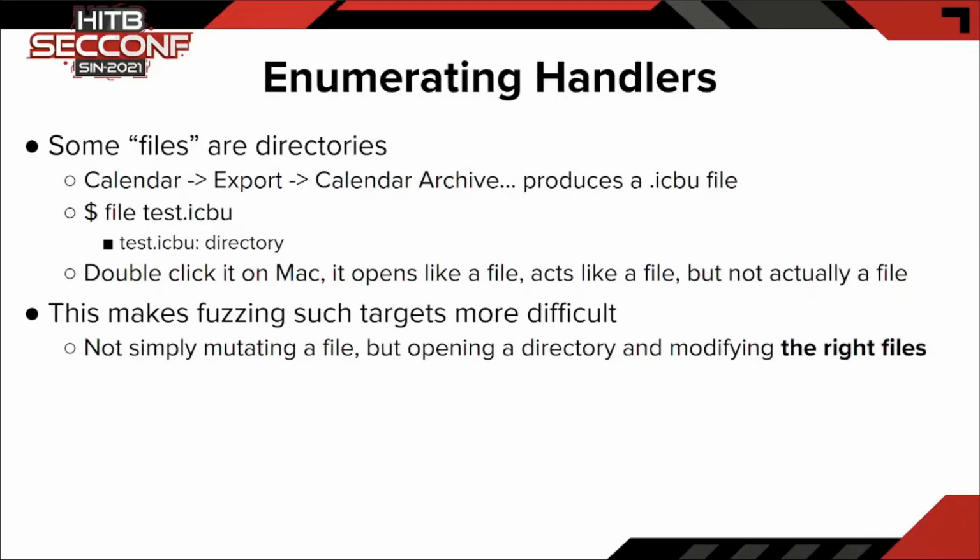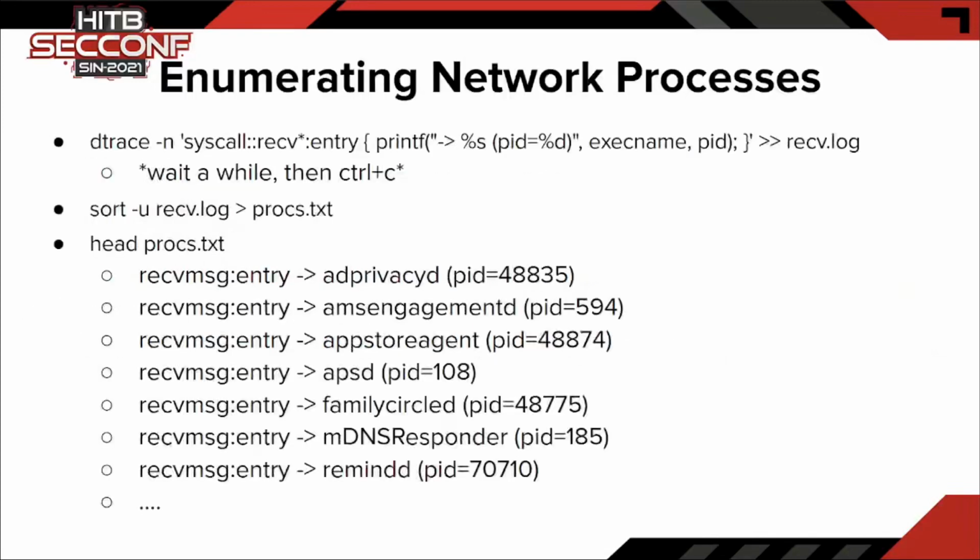And then enumerating network processes. There's, again, dtrace. It's pretty awesome. It comes in handy here. We can use different features of it to look at what processes are calling receive, which means they're taking data off the network essentially. So we can look at a receive log, let that run for a while, and then we can see what processes are actually parsing data, and that can give you an idea of the attack surface as well, as far as on the network side.